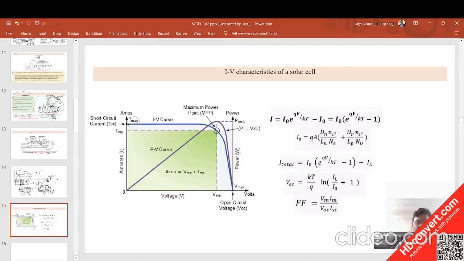Here you can see this is the Vmax, that is the open circuit voltage, and there is a short circuit current, that is the ISC. Above this you cannot develop more current, and above this voltage level the voltage buildup cannot happen. So there is a threshold between the VOC and ISC.